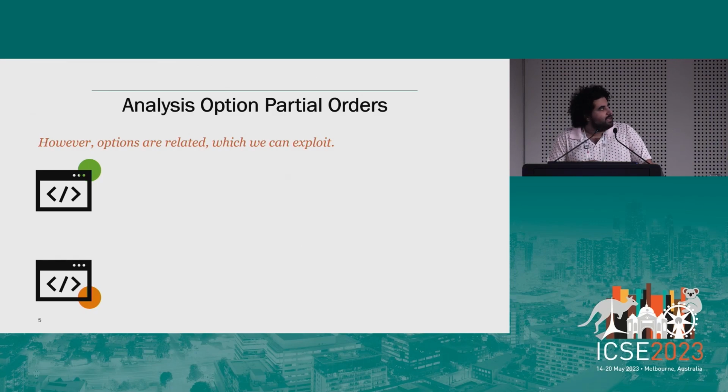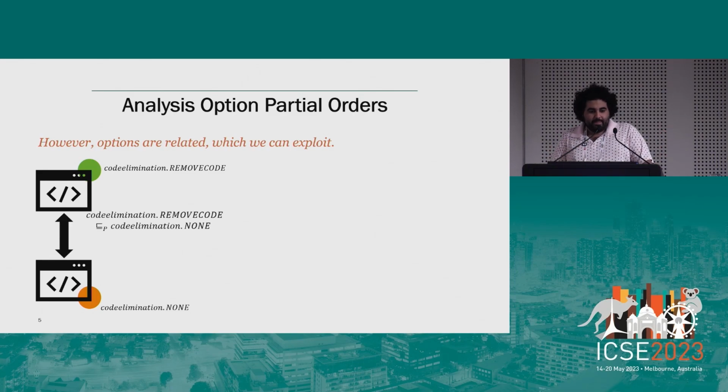Let's assume that we're running an analysis on the same program under two configurations, which are indicated by these colored dots. The green dot is code elimination set to remove code, and the orange dot has code elimination set to none. All the other settings are the same between the two configurations. If you recall from the documentation, this is meant to be a precision-enhancing transformation. So we formalize that using a partial order. We say that code elimination remove code proceeds with regard to precision code elimination dot none. In plain English, it is at least as precise.